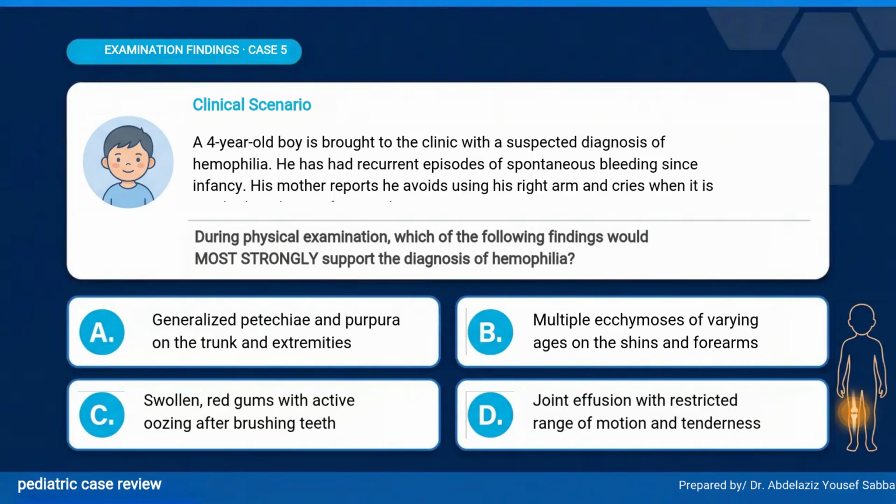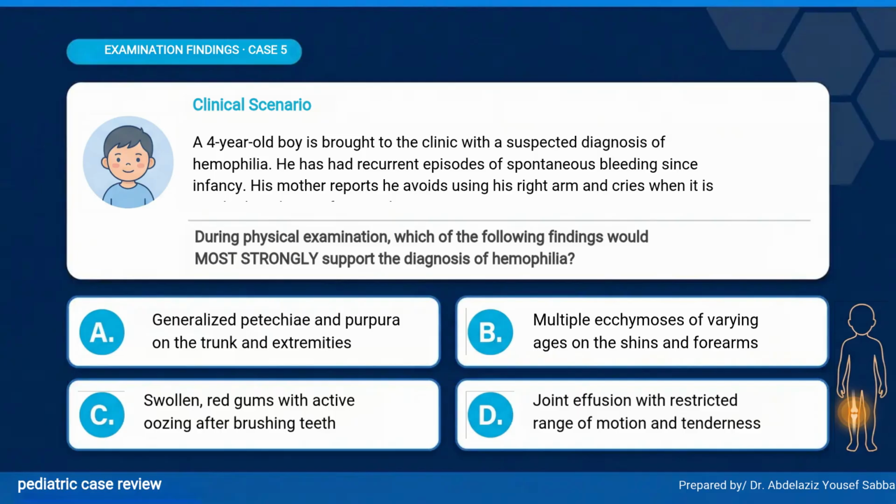diagnosis. Case 5. A 4-year-old boy is brought to the clinic with a suspected diagnosis of hemophilia. He has had recurrent episodes of spontaneous bleeding since infancy. His mother reports he avoids using his right arm and cries when it is touched. He has no fever and no recent trauma. During physical examination, which of the following findings would most strongly support the diagnosis of hemophilia?